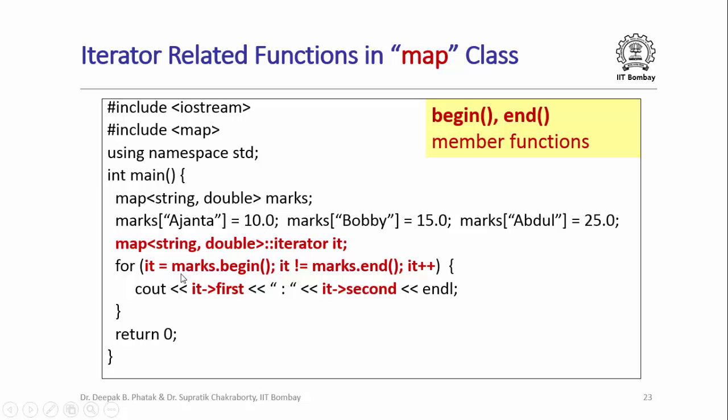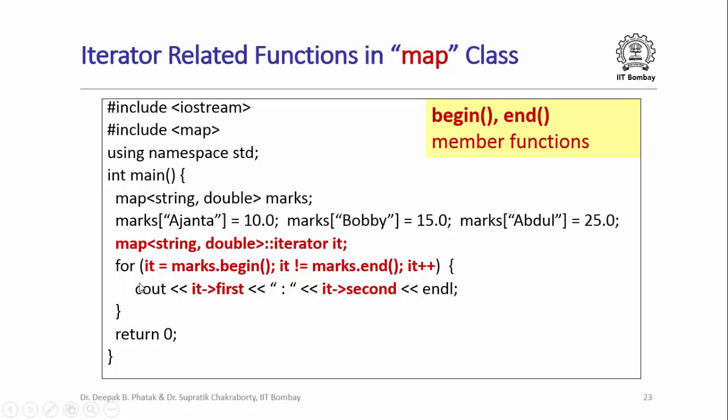So I'm going to say IT is marks.begin. This will return an iterator or an abstract pointer to the first element in the map. Now what is going to be the first element in the map? Remember that the key value pairs in this map marks are going to be stored sorted by the key. The key here is a string, so we are going to sort the strings lexicographically, and Abdul will come before Ajanta and Ajanta will come before Bobby. So when we try to iterate through this map through this iterator, we will first encounter the pair Abdul 25, then Ajanta 10, and then Bobby 15.